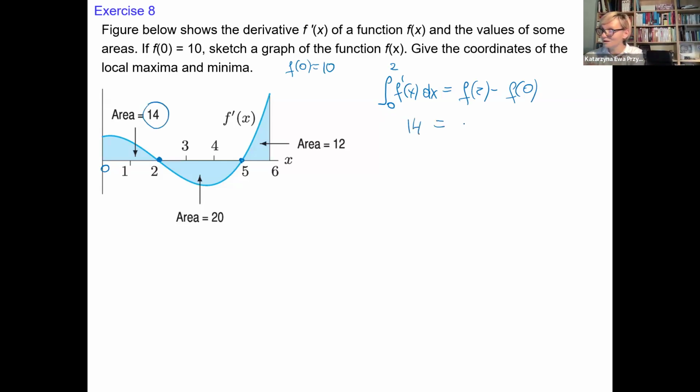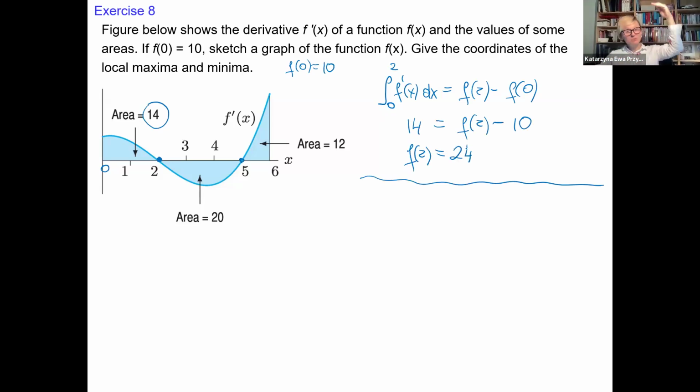That means 14 equals f of 2 minus 10, because f of 0 was 10. What is f of 2? We will repeat the process. F of 2 is 24. Could it be the maximum? We don't know. Now let's keep working on the next area.